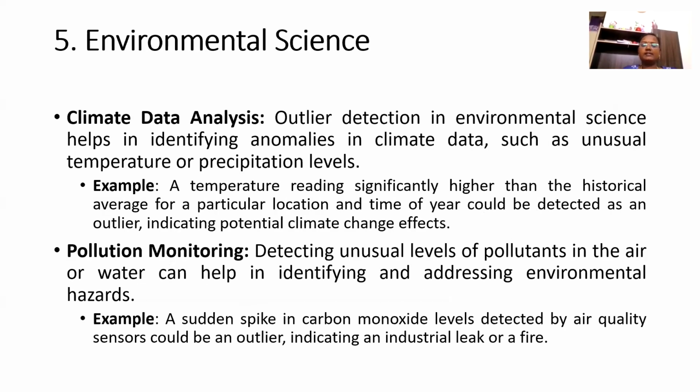Then environmental science, here climate change data analysis. Outlier detection in environmental science helps in identifying anomalies in climate data, such as unusual temperature or precipitation levels. A temperature reading significantly higher than the historical average for a particular location and time of year could be detected as an outlier, which indicates potential climate change effects. In the same way, pollution monitoring detects unusual levels of pollution in the air or water, which will help us identify any environmental hazards.